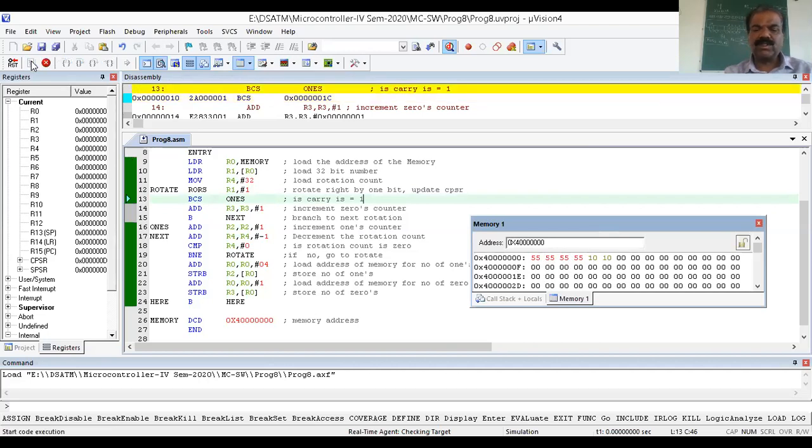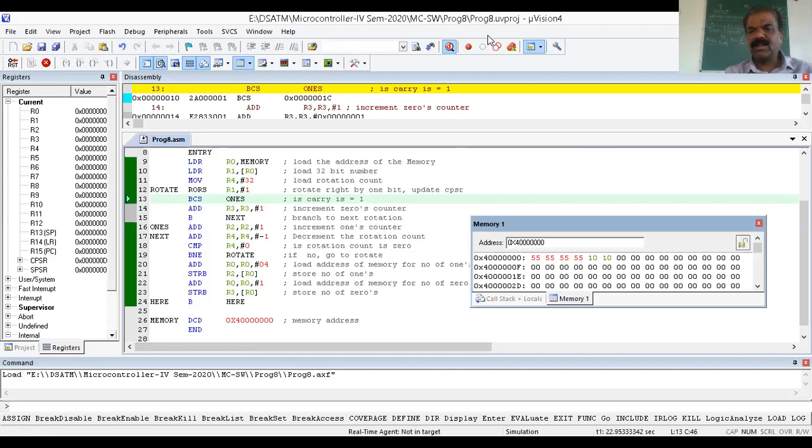Then I'm going to execute this program. 10, 10. What is the meaning of 10? It is 10 in hexadecimal. The decimal equivalent of 10 is 16. 16 ones, 16 zeros. So totally we have 32. Therefore, we can put any number as you like and we can try.